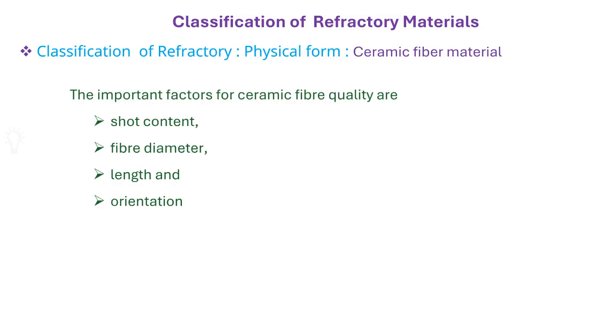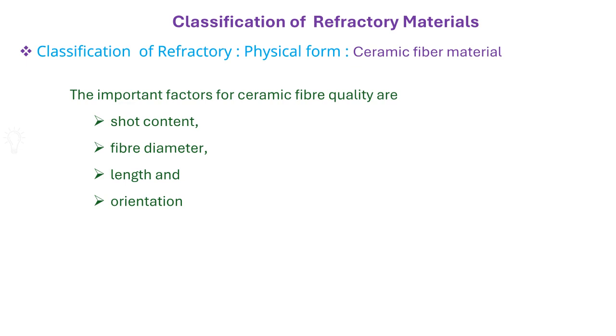The quality and performance of ceramic fiber materials depend on several key factors that manufacturers carefully control. Let's break them down one by one. First, shot content. Shots are small, partially fused particles that form during fiber production. The fewer shots, the more true fiber you get, and that means better insulation. Premium grade fibers are designed to minimize shot content.